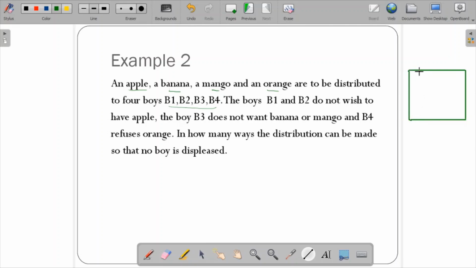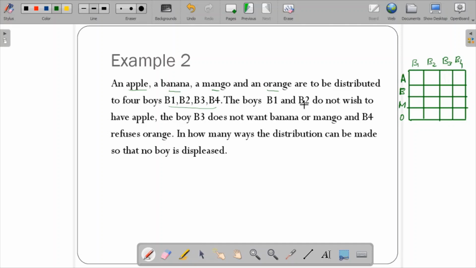So this is 4 cross 4, with 1, 2, 3, 4. Whatever objects we are placing here, let apple be A, banana be B, mango be M and orange be O. And how many boys are there? 4 boys: B1, B2, B3 and B4. So the first part we have done. These objects are distributed among the 4 boys.